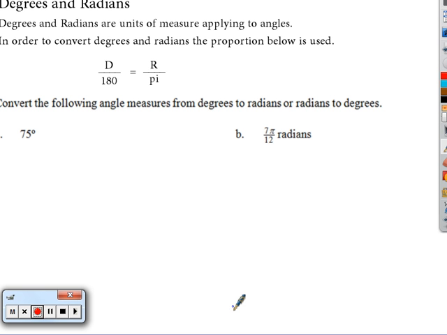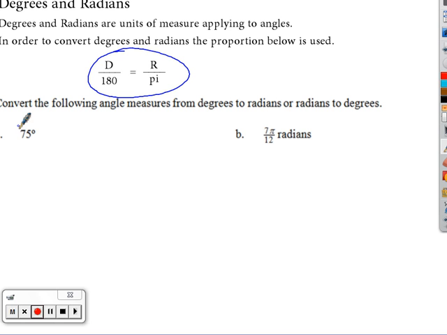So the first piece of this here is anytime you're trying to convert degrees to radians and vice versa, we're going to use a simple proportion to do that. It's no different than converting feet to inches, feet to miles, other types of unit conversions that you've done before. In this particular case, it's asking us to convert the following angle measures from degrees to radians or radians to degrees. So we'll start with example A, 75 degrees.